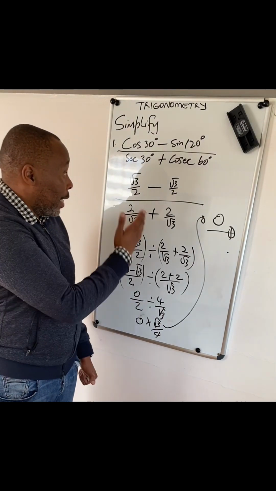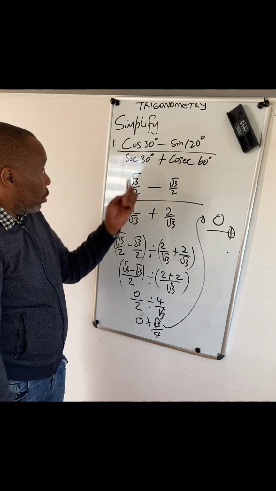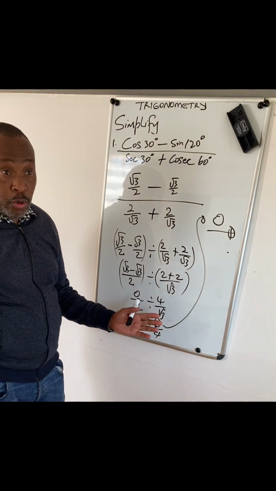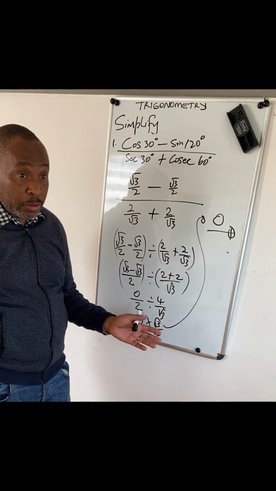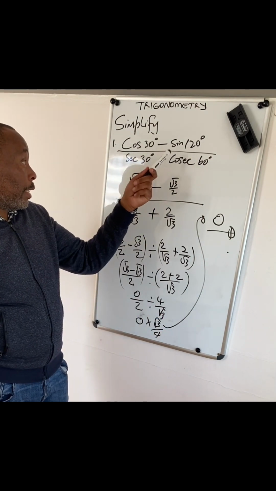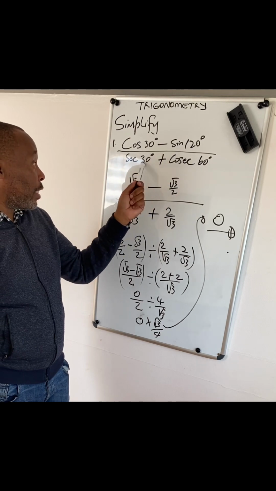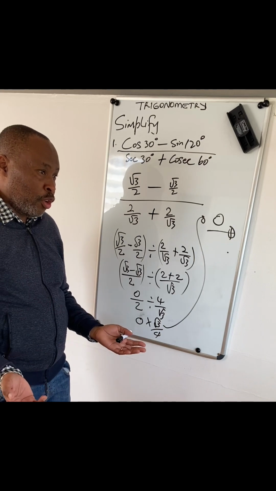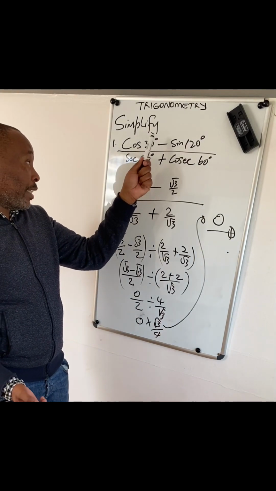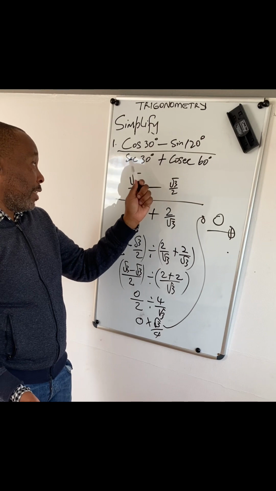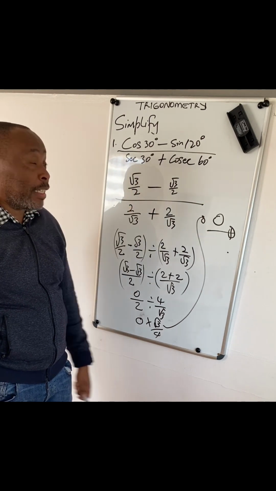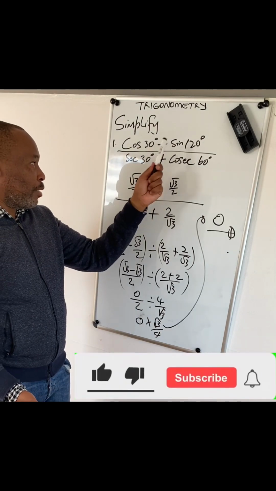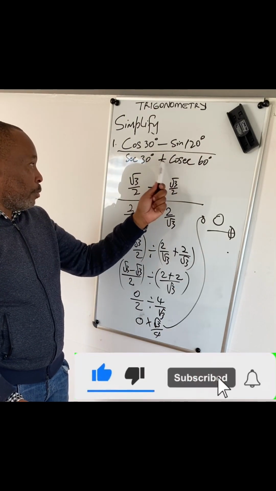Hope you got that right, guys. You followed through from this to this. So the whole expression, cos 30 degrees minus sine 120 degrees all over sec 30 degrees plus cosec 60 degrees, comes to 0. Anything 0 comes from here.